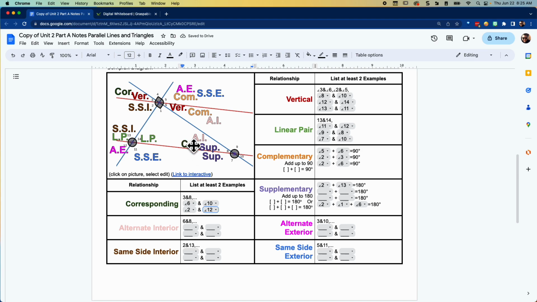And we have alternate interior. Let's see what we marked for alternate interior. We got 8 and 6, which we already marked. We could also mark 2 and 14.